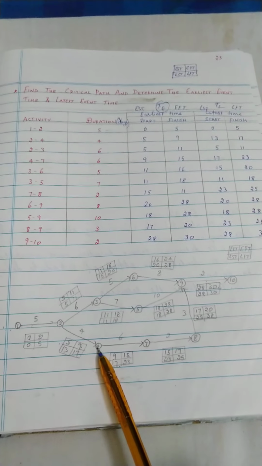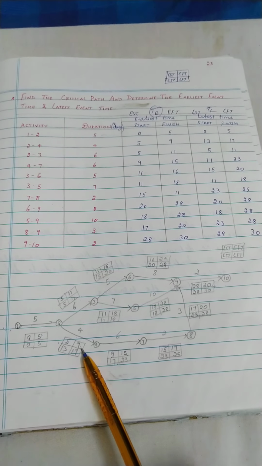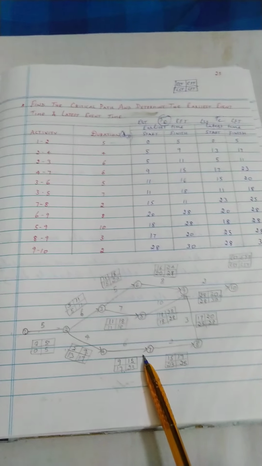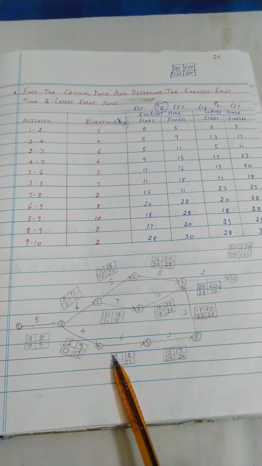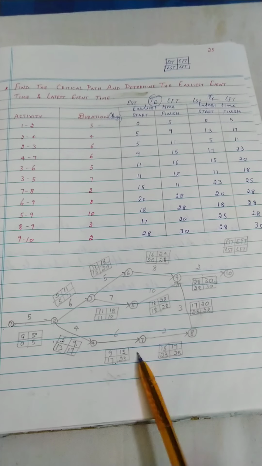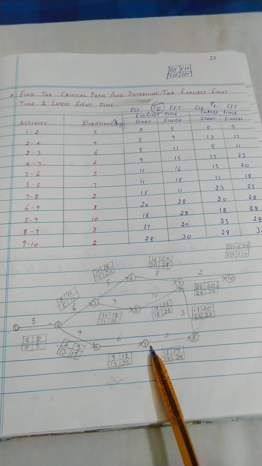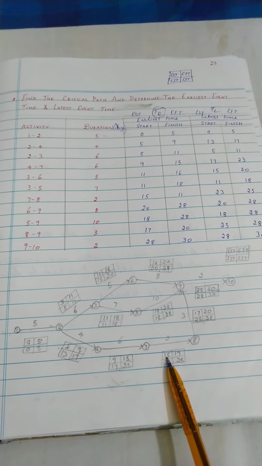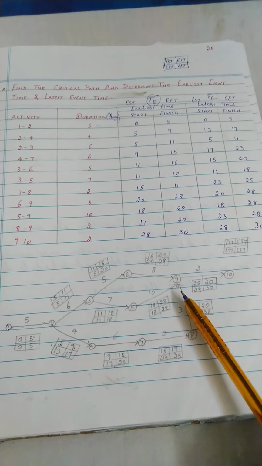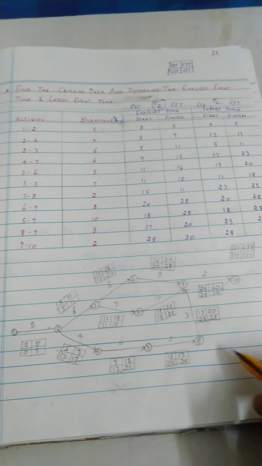Coming down to 4 to 7, there will be an activity, and the 4th earliest finish time is 9, that is considered as the earliest start time for this particular activity 6 to 7. So 9 plus 6 you get 15. For 7 to 8, the 15 is the earliest finish time, and for 7 to 8 this 15 is the earliest start time for this activity. 15 plus the current duration you will get 17. And similarly 8 to 9, 17 to 20, and this is a very important thing I already mentioned.